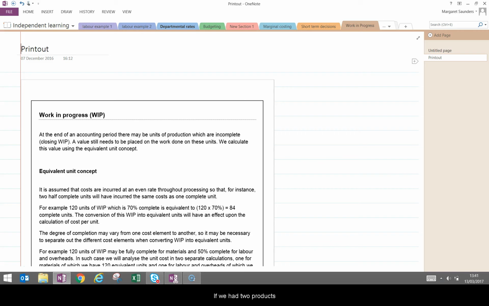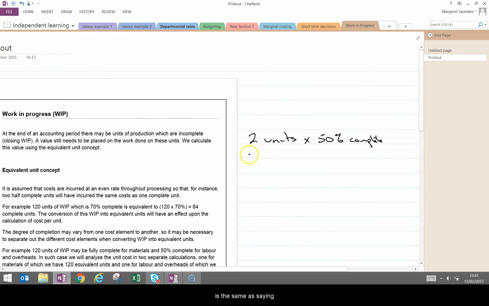So if we had 2 products or 2 units that were each 50% complete, so they're half complete, that is the same as saying we have 1 complete unit. So 2 units, 50% complete, is the equivalent of 1 complete unit.